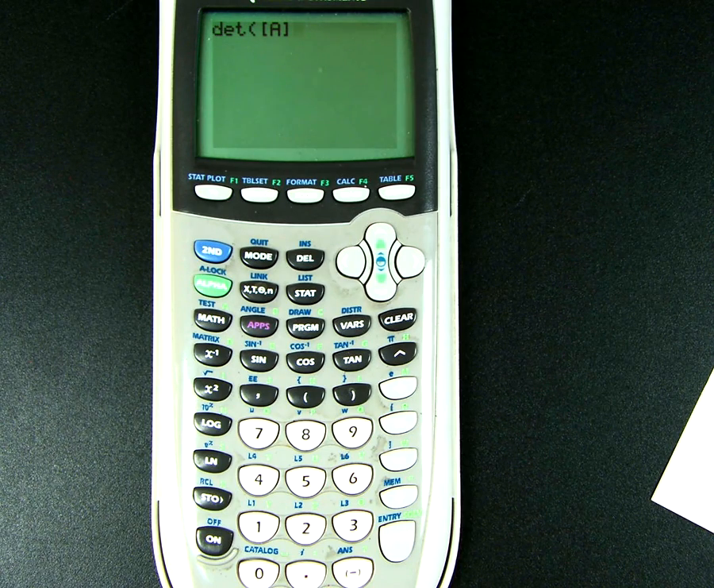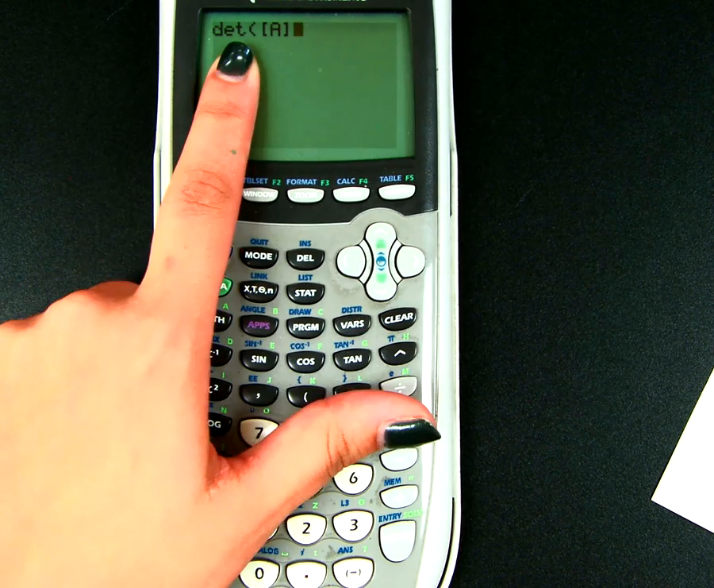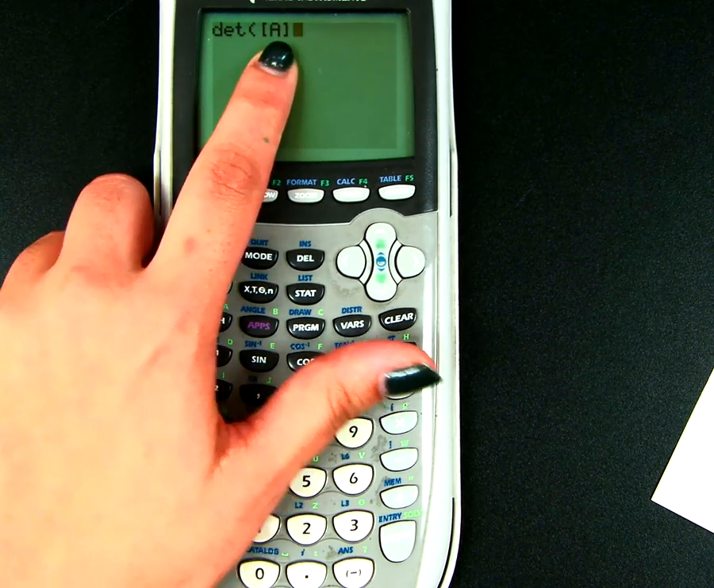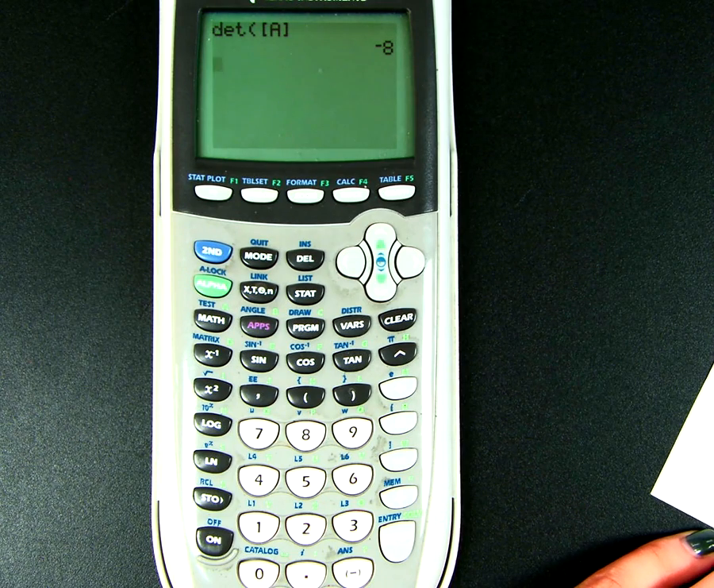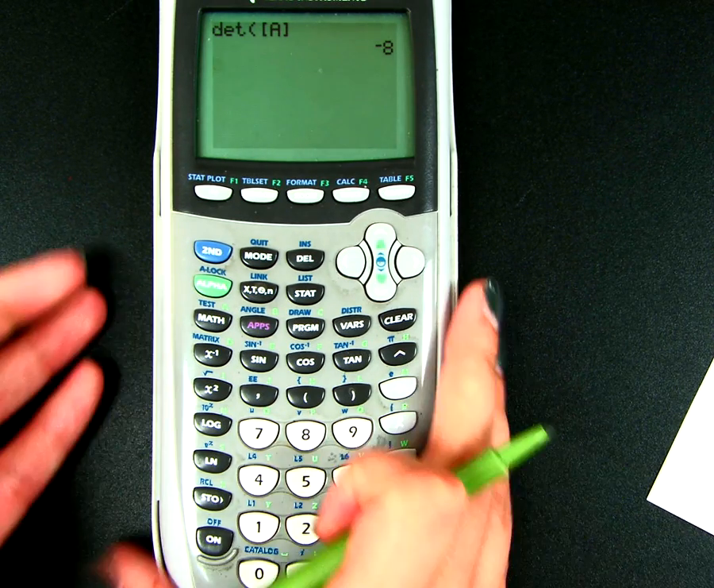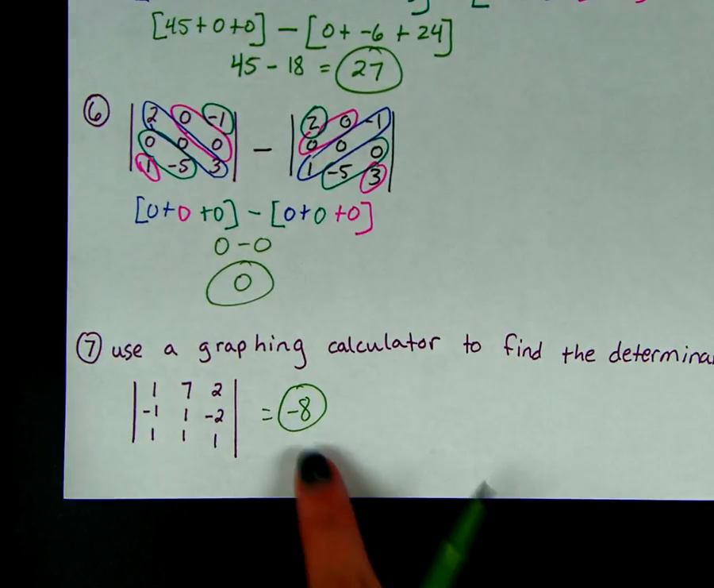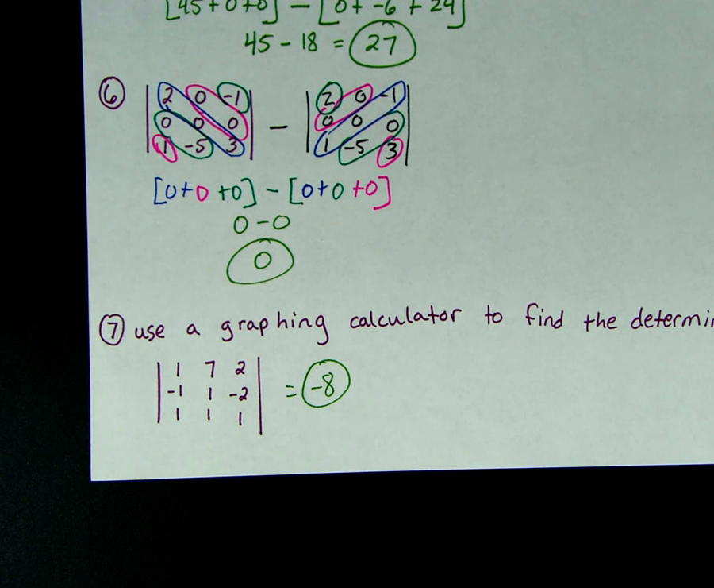So again, looking at our calculator, this is our math operation, so the determinant, and then of matrix A. So we're going to press enter to execute that operation. So -8 would be our answer for the determinant. So on your paper, we would just write -8 as our answer. And that's how you would use your calculator.